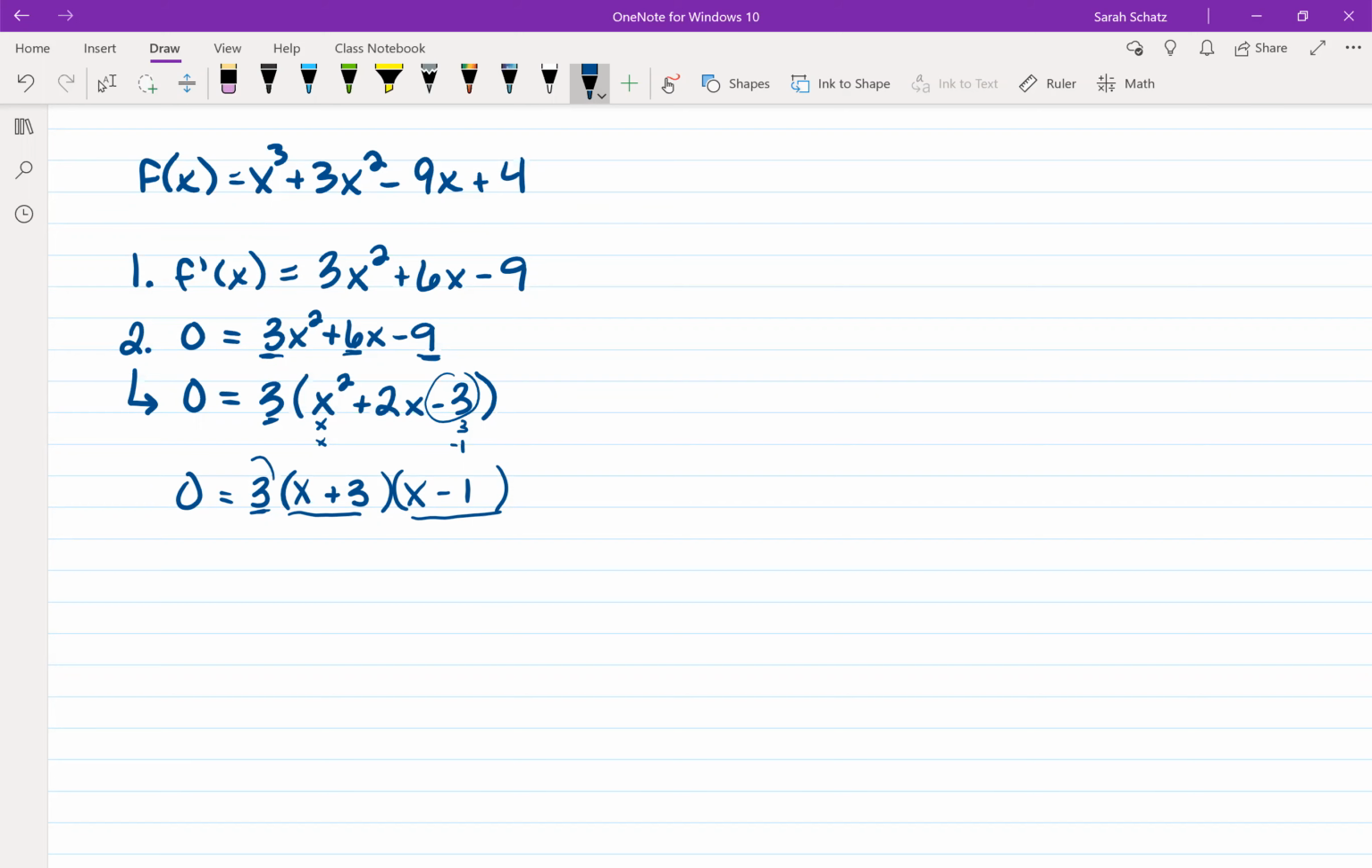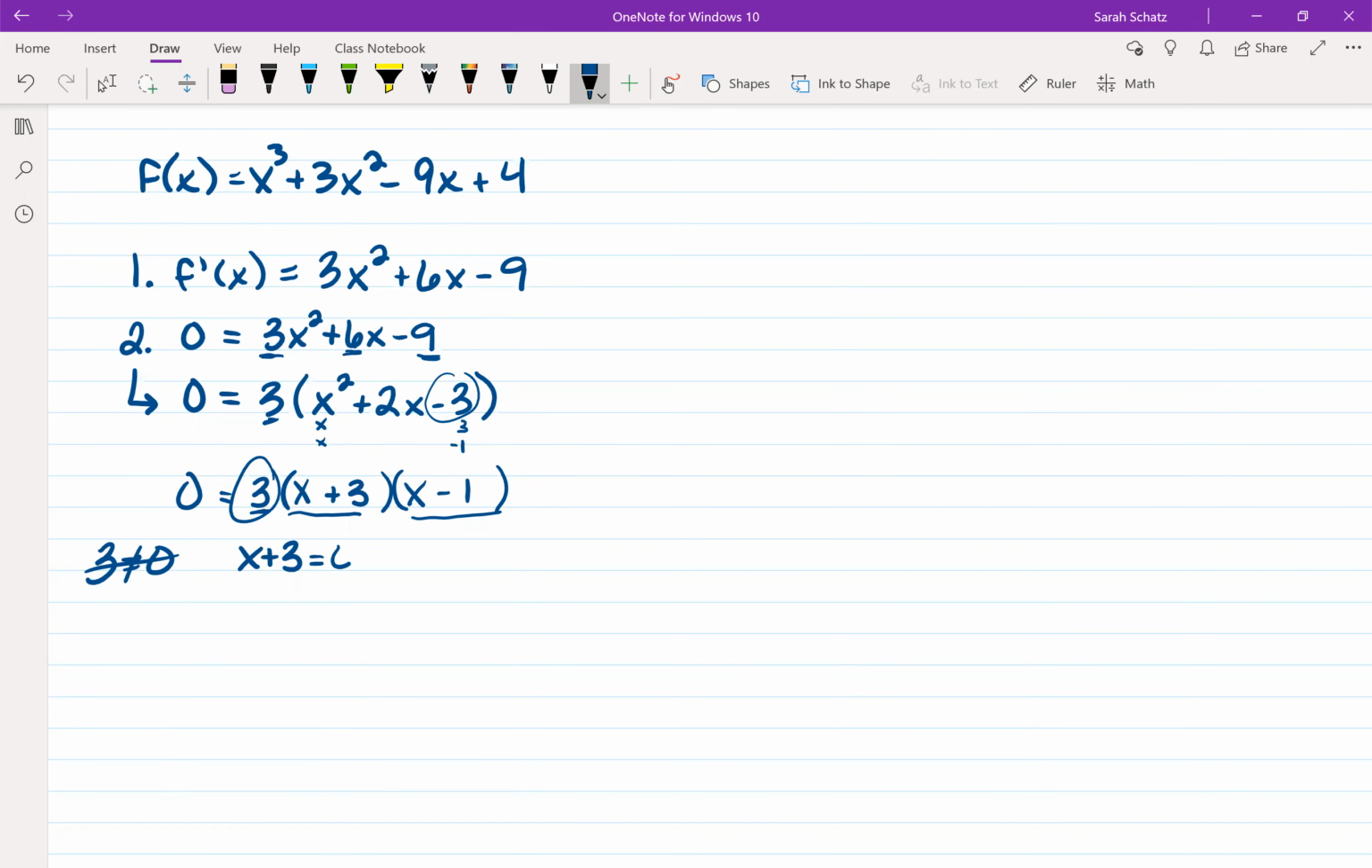Now, what about this 3? Should I set 3 equal to 0? Well, you can if you want, but it doesn't make any sense, right? 3 doesn't equal 0. Because this term doesn't have an x in it to solve for, it doesn't affect your solution in any way. So sure, you can say I've got to set the 3 equal to 0, but it doesn't make sense. It's not going to be part of your solution.